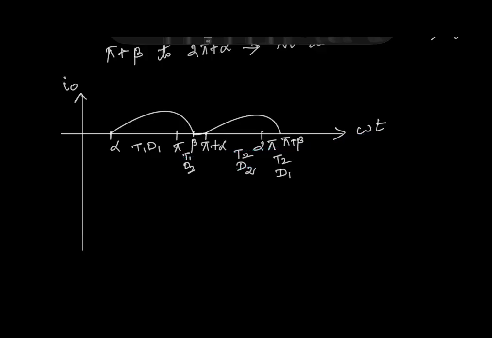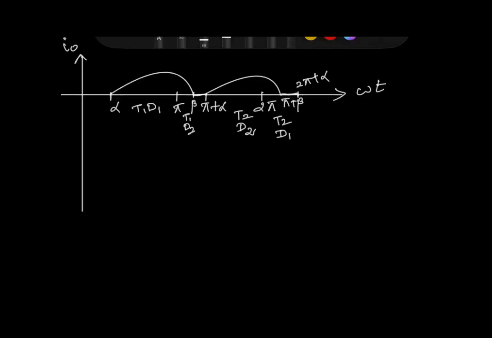Then from pi plus beta to 2 pi plus alpha, we will have the current equal to 0 because no device is in the on condition. Similarly, before alpha, we will have a current which is carried by T2 and T1 through the freewheeling path. The T2 and T1 combination will carry the current. So from this point to this point, no device is on, so current is equal to 0. This is I0.